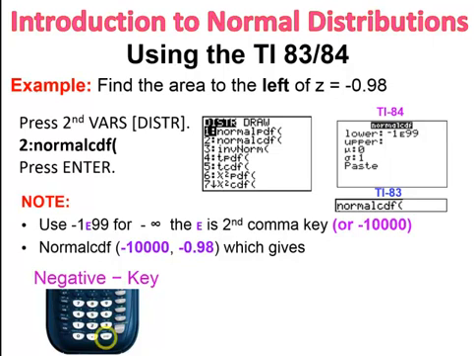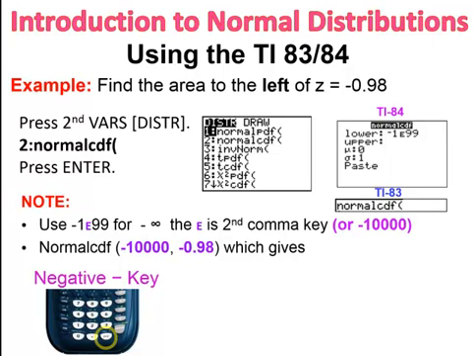Now with the negative infinity for the 83 calculator, you can use a -10,000 versus that symbol -1E99. A -10,000 will work to get you the area for the z-value. So notice here, to enter in the negative number, you have to make sure that you're using the negative key, which is right next to the period key on the calculator. If you use the minus key, it will give you an error message. So it's very important that you use the negative key.